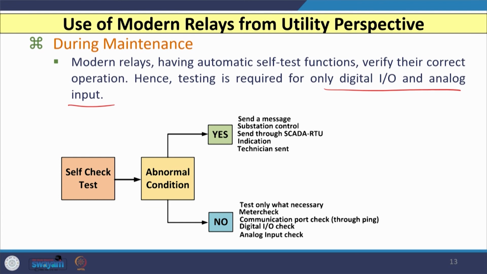If the relay carries out its own check, so a self check test is performed by the relay, and if any abnormal condition is detected, then the relay will send a message to the substation control. Maybe it can send a message through the SCADA remote unit, and accordingly the operator can act or send some person. If an abnormal condition is not detected, then as I told you, the only things you need to check are the meter check, maybe the communication port, or either the digital input output or analog input.